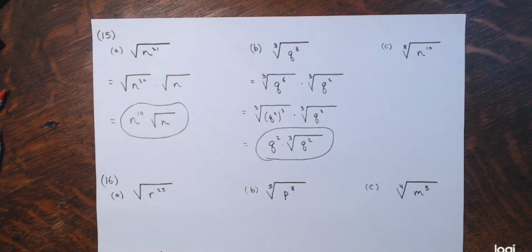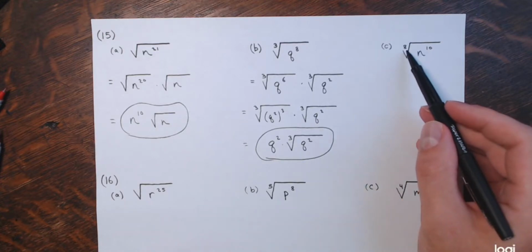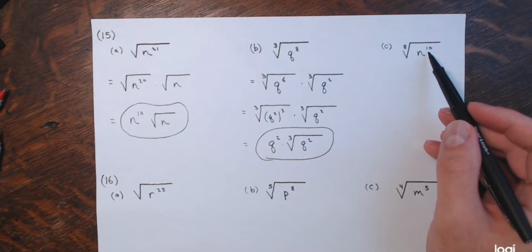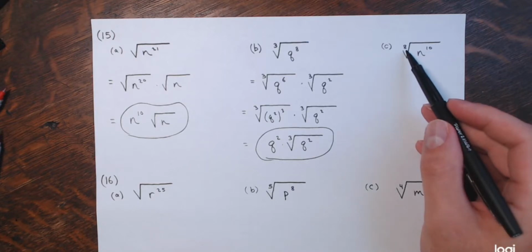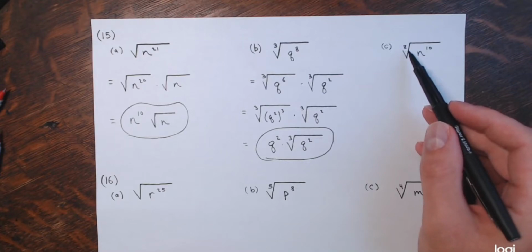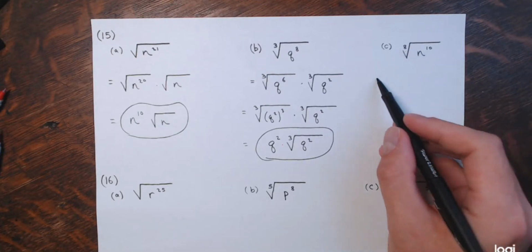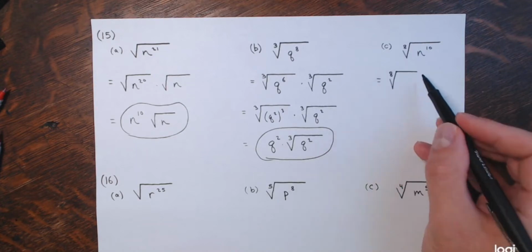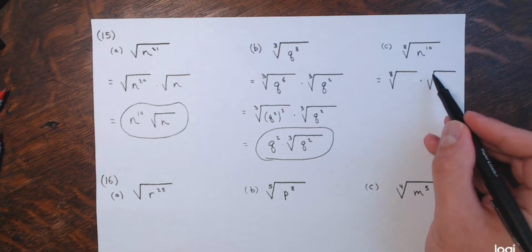Okay. Part C, 8th root of n to the 10th. So it's an even root. It means I might have to use absolute value symbols, right, to make sure things stay not negative at the end, stay positive. Alright, so I break it up into an 8th root times an 8th root.